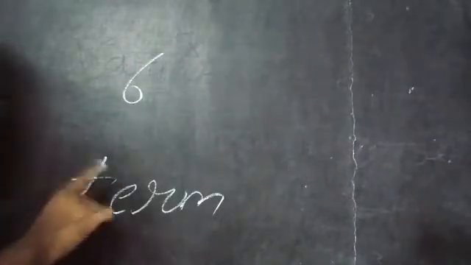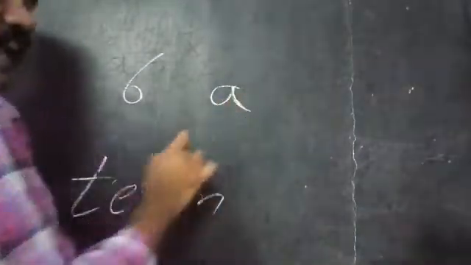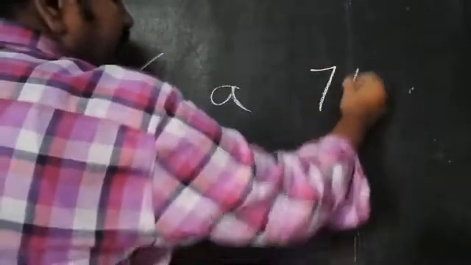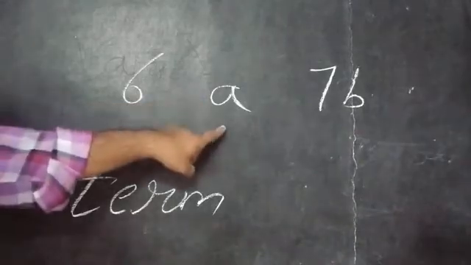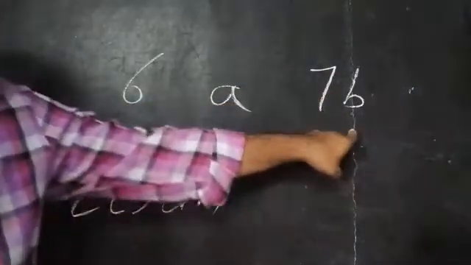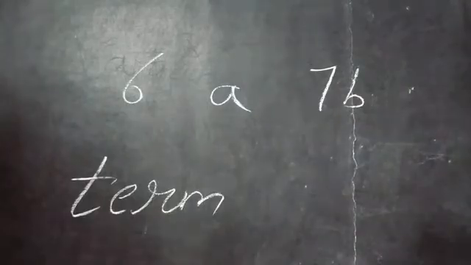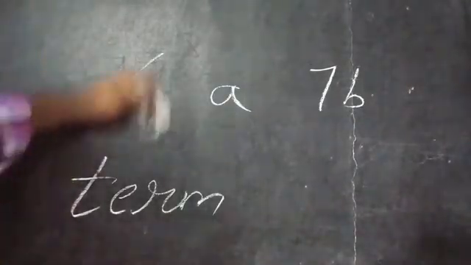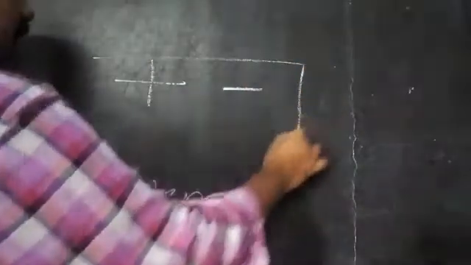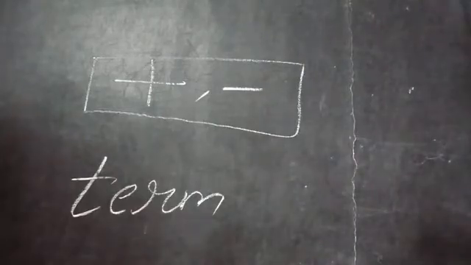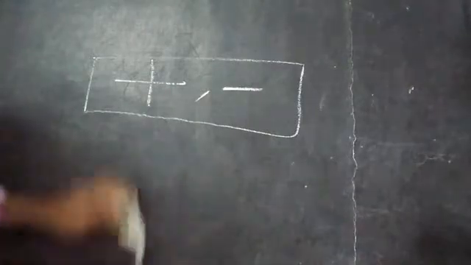6 is a term. A is a term. 7B is a term. A number is called a term, an alphabet is called a term, and both combined is also called a term. These terms are separated by plus or minus only. Terms are separated only with plus or minus.